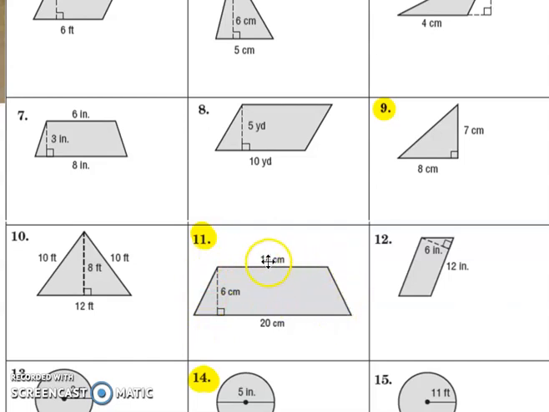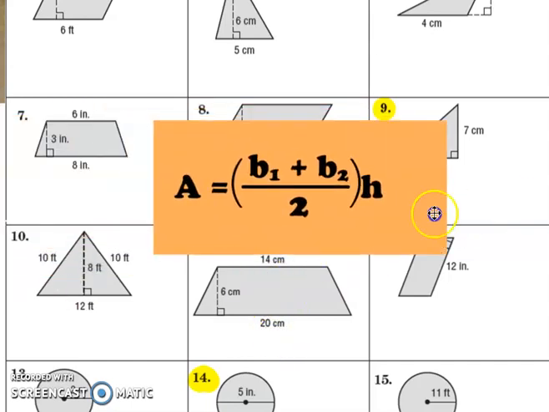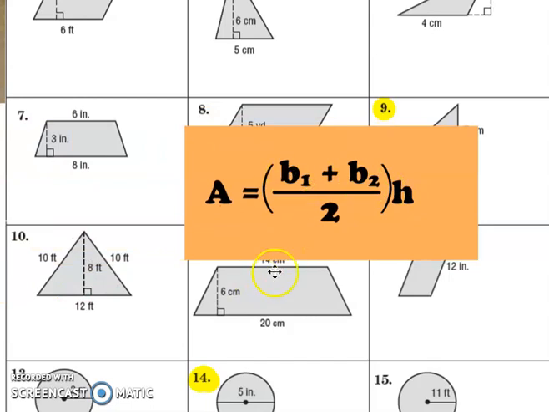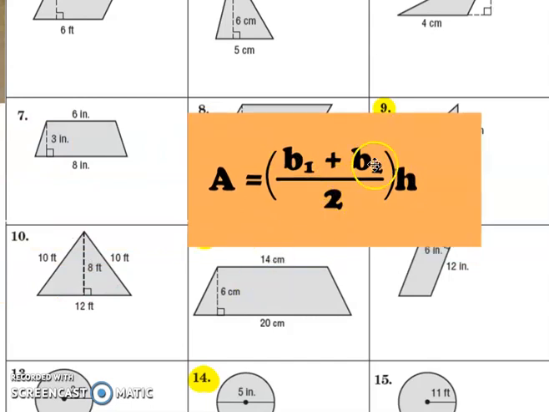Okay, so what you have to do is take the average of these two. Add them up and divide by 2. So here's our formula. Base 1, which is the 14 right here, and base 2, which is the 20. I'm going to add them up, 34, and divide by 2, so 17 is the average of these two lengths right here.